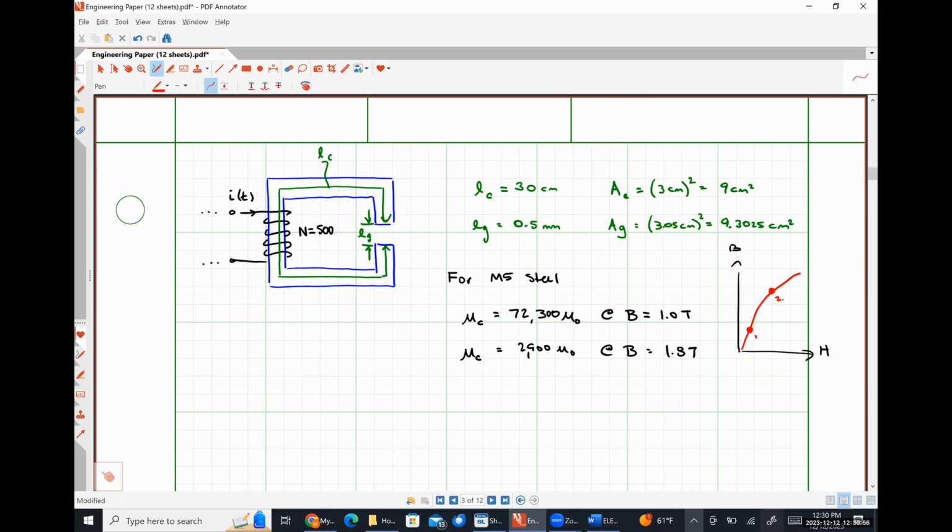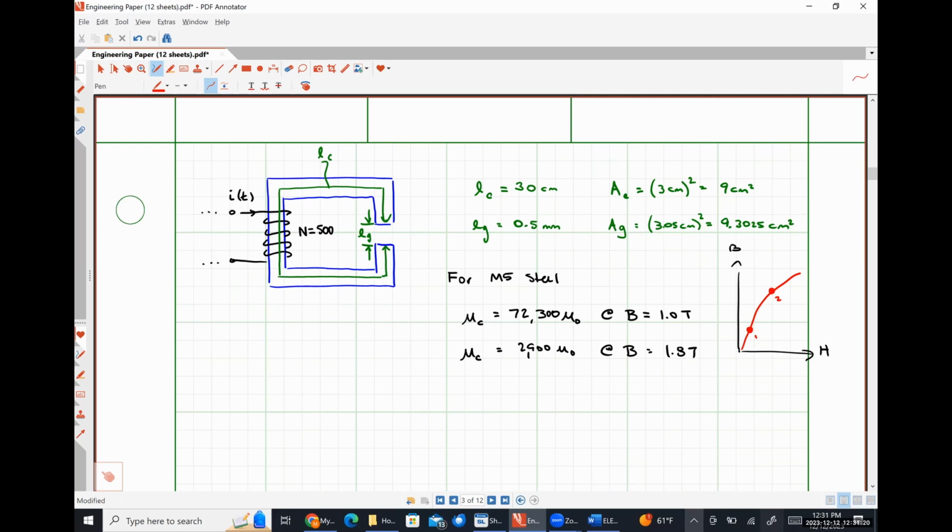So what we are investigating here effectively is two things. A, what the impact of having an operating point on different parts of the BH curve is going to do to our inductance. And B, we're going to see what impact the reluctance of the air gap plays in these calculations as well.